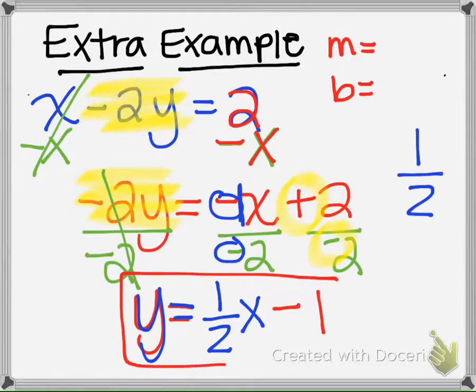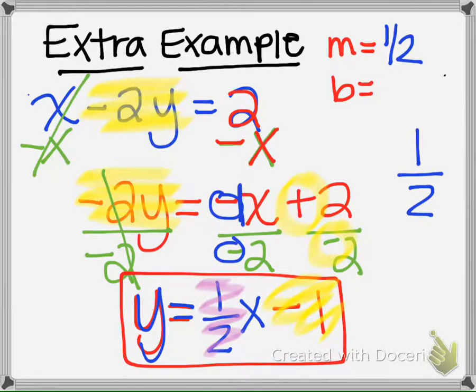So now that we have the equation in y equals mx plus b form, we know that the number in front of x here, that is our slope, and that this number here tells us that the line is going to cross the y-axis at 0, -1. That's what that -1 tells us.